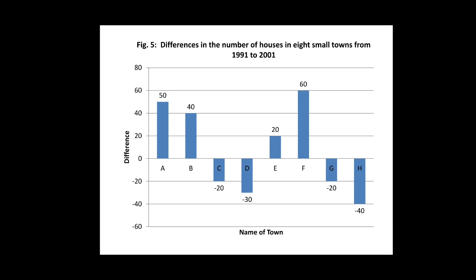Dear students, along the x-axis we took the name of towns like town A, town B, town C, etc. And along the y-axis we took the differences in the number of houses in those 8 towns from 1991 to 2001. As we can see here, the negative values or negative differences are shown below the baseline and positive values are shown above the baseline. And this type of diagram is known as deviation or bilateral bar diagram.